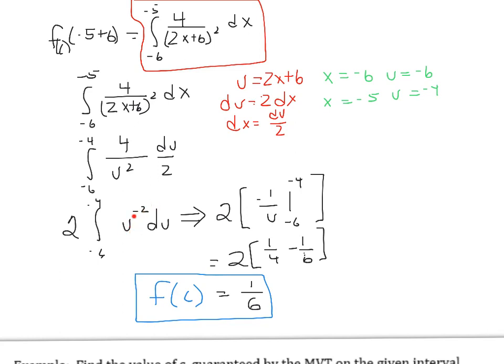The antiderivative of u to the -2 is u to the -1 over -1, or -1 over u, evaluated between -6 and -4. So I get 2 times positive 1/4 minus positive 1/6, which is 2 times a 12th, or 1/6. So I get that the height of the curve is 1/6. What's the value of c that brings me to that point? Well, that is on the next page.